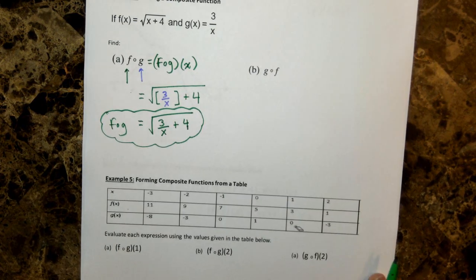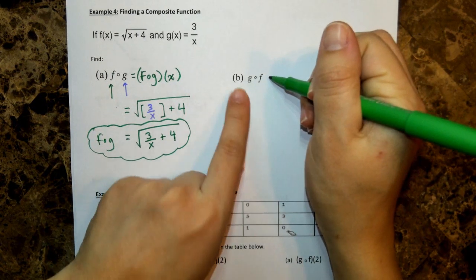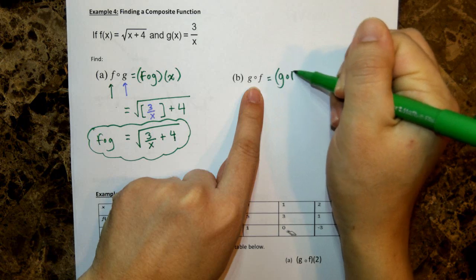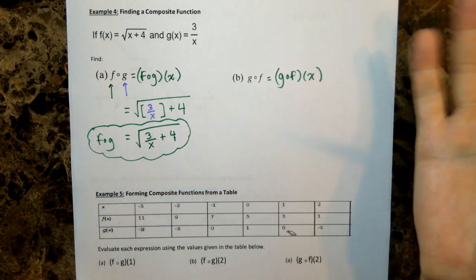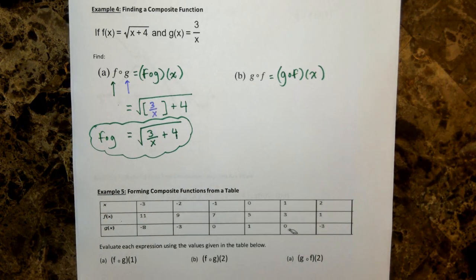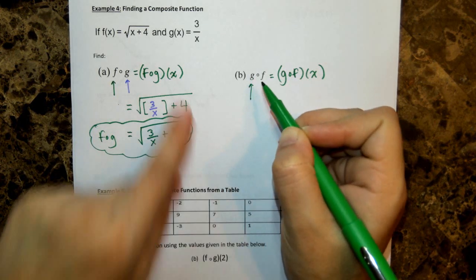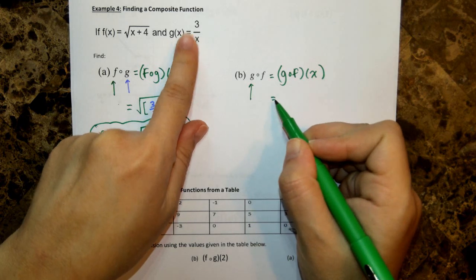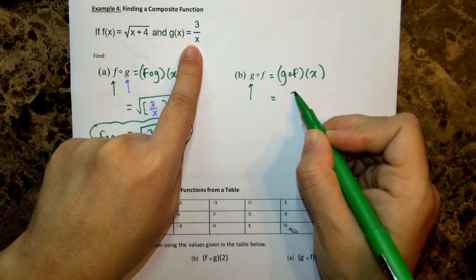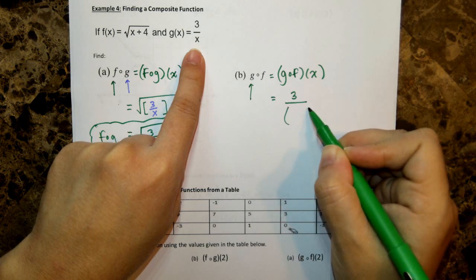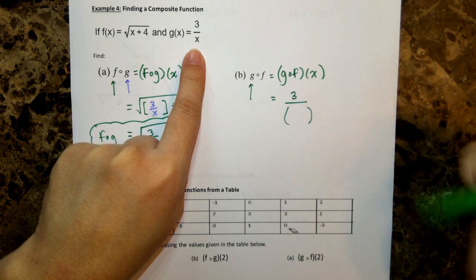And then part B. Part B is asking us to figure out what is g composed with f. Again, you could have also seen it as g composed with f of x. Same thing. I just want you to get comfortable with both notations. First step, start with the outer function, which is the first one they give us, which in this case is g. So that's going to be this 3 over x. So I'm going to write it as 3 divided by, instead of x, just parentheses or brackets. Doesn't really matter.